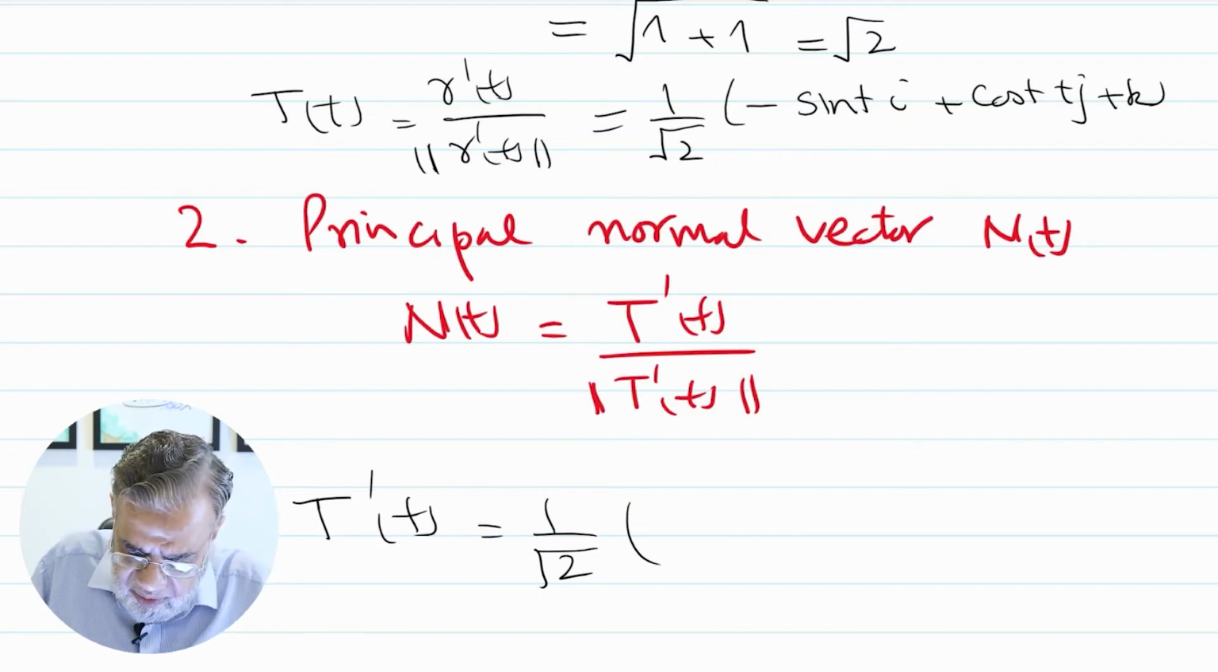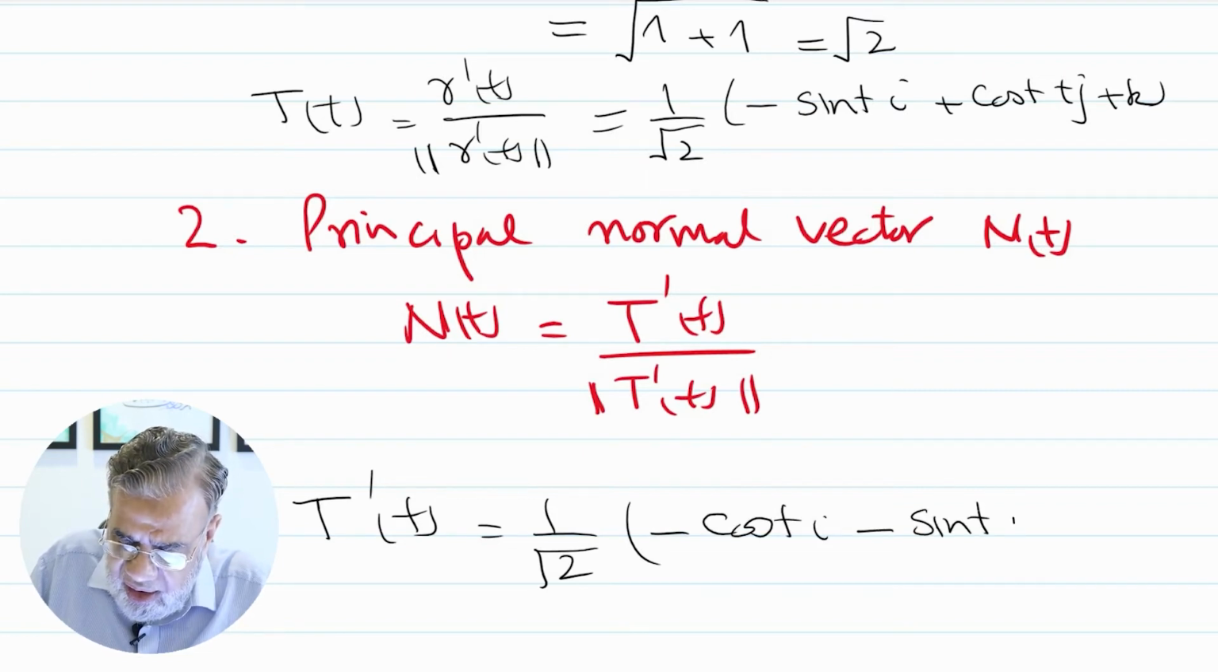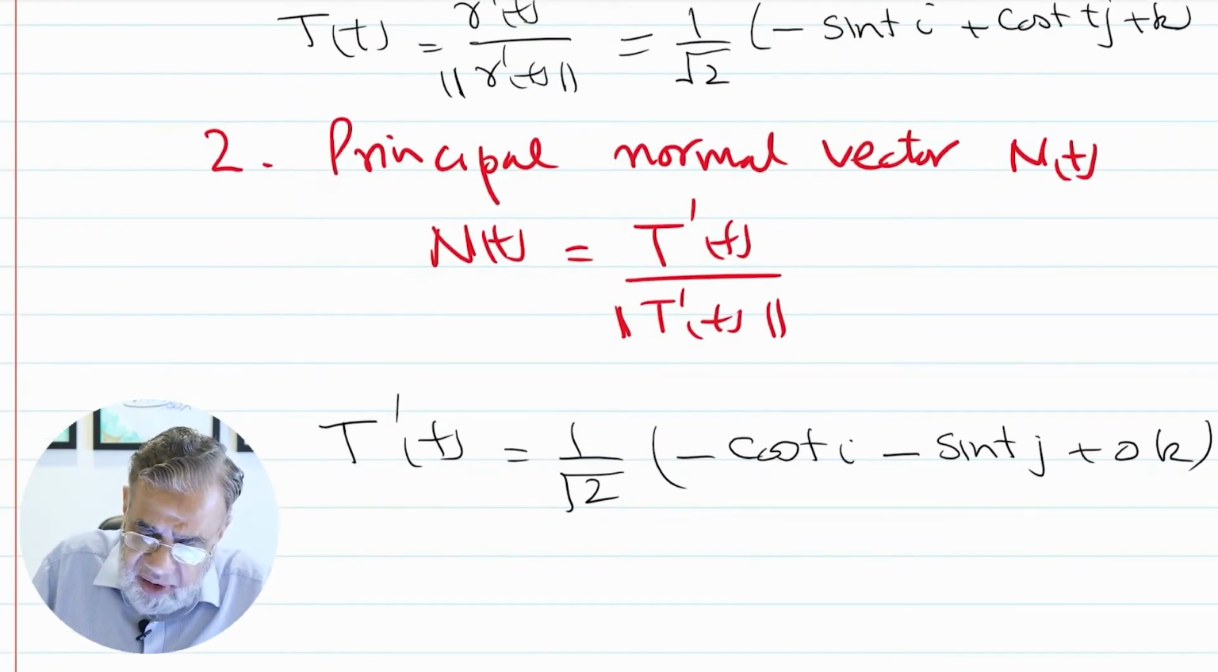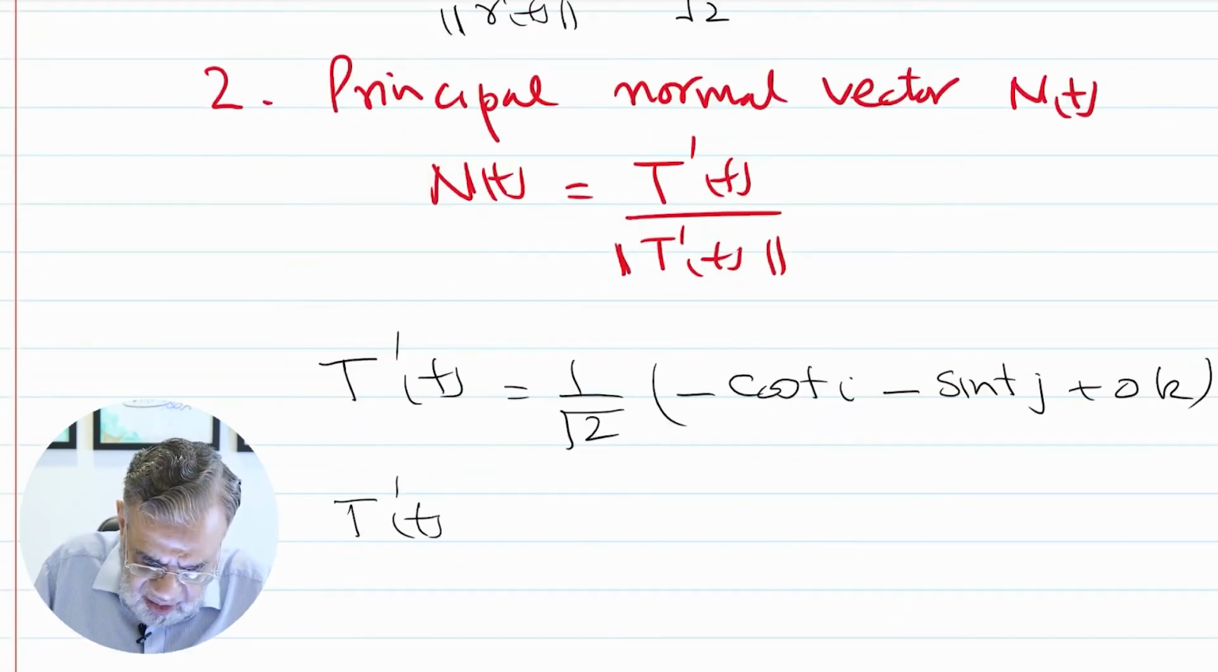Then the derivative of sine t is minus cosine t i. Then the derivative of cosine is minus sine t j. And the derivative of this 1 is 0, 0k. Now I want to find the magnitude of T dash of t. So we just take the square of each of them.